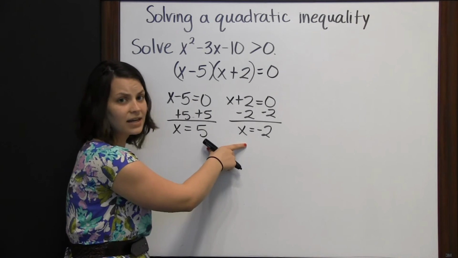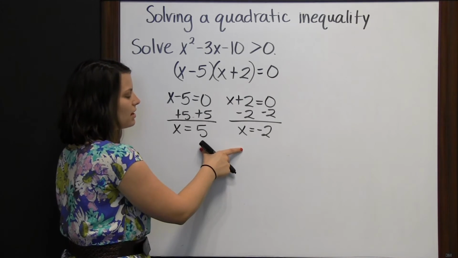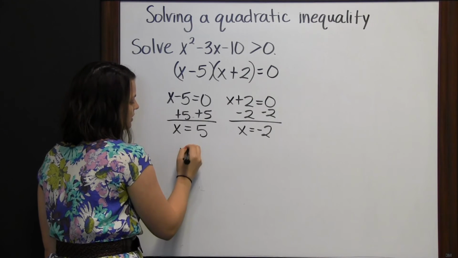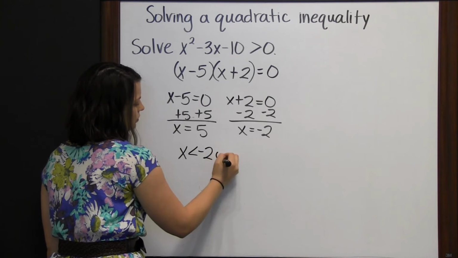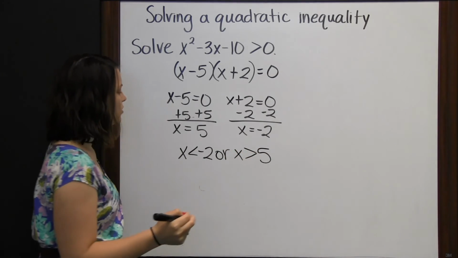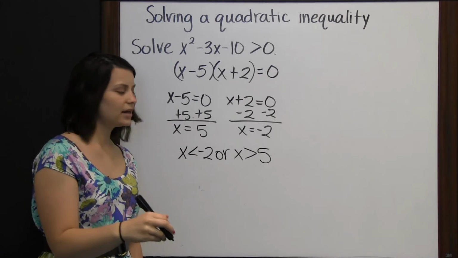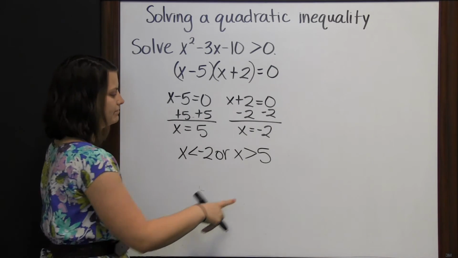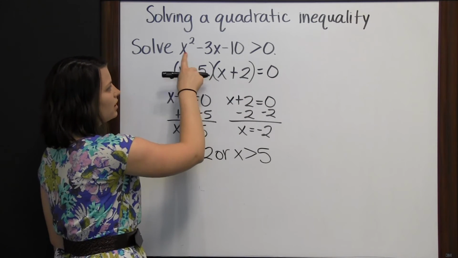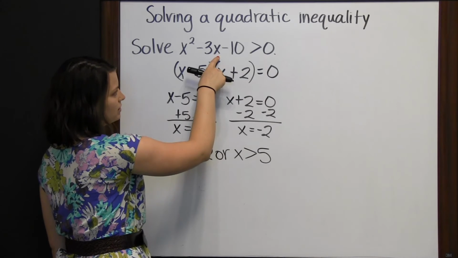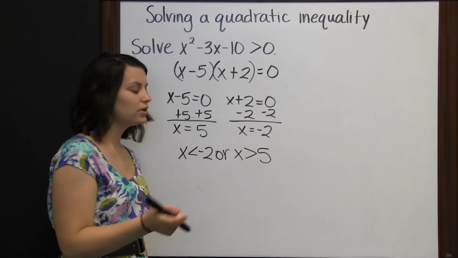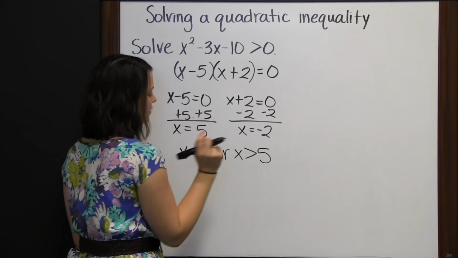So our solution set is not the set of numbers between these numbers, but instead it's the set of numbers outside. So x is less than negative 2, or x is greater than 5. And those values, if you pick a number, say 10. 10 squared is 100. 100 minus 30 is 70. Minus 10 is 60, and 60 is greater than 0. And see, that's a number that's greater than 5, and that number works.